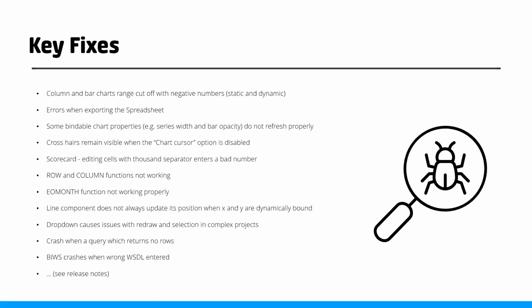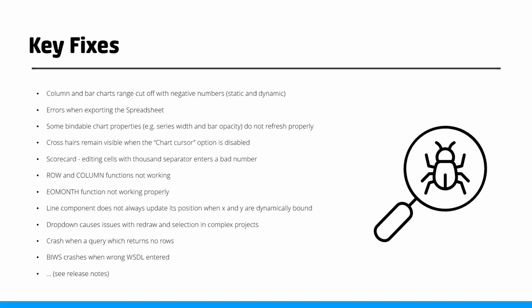There was a problem with column and bar charts cutting off with negative numbers, both statically and when the data was updated. That's been fixed. Some chart properties you could bind weren't changing when the binding value changed. That's been fixed. One thing I know a number of people came across is that even when you turned the chart cursor option and interactivity off, the crosshairs on the chart remained, which was often painful, but those now disappear with the chart cursor option.